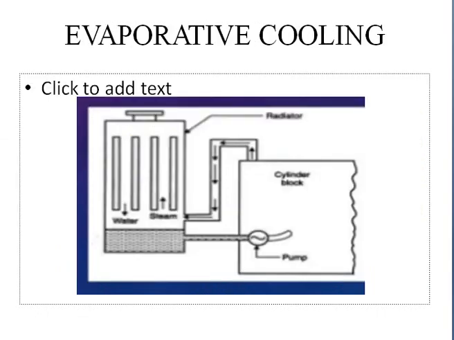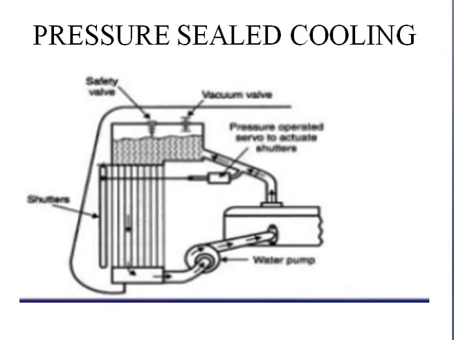And next is evaporative cooling. The hot water will get evaporated, and when air passes through it, it gets cooled, and the cool water will again come out and be supplied to the engine. The hot evaporated water is coming to the radiator. The cool water will again be sent to the cylinder block. So this is how evaporative cooling works.